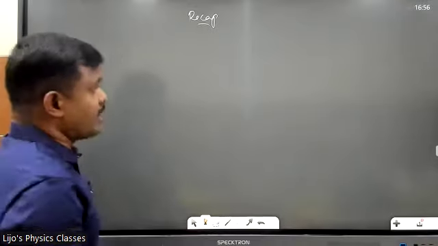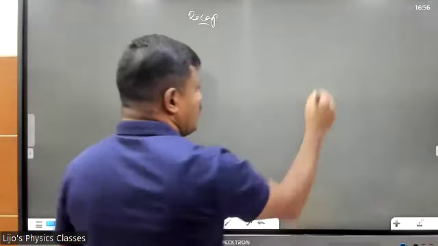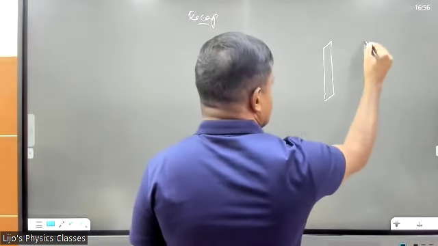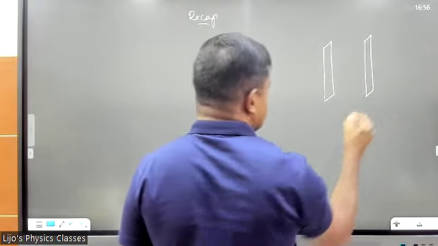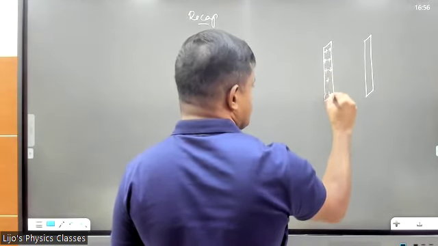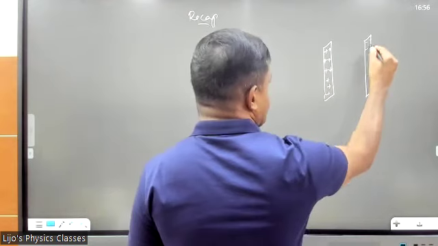Let's start with the recap. First, we have two plates side by side, plate number 1 and plate number 2. The first plate has positive charges. The second plate has negative charges.